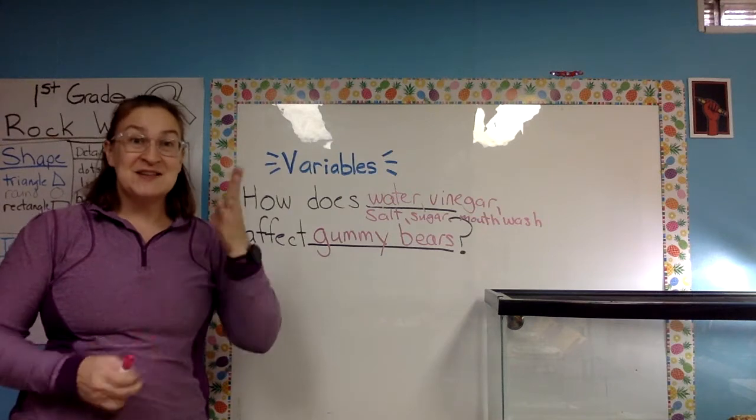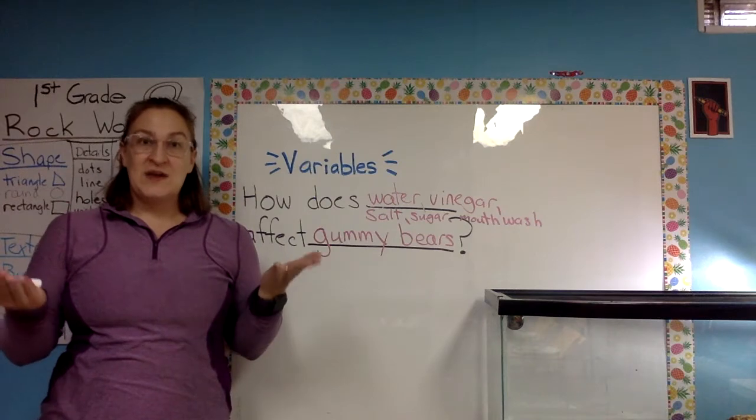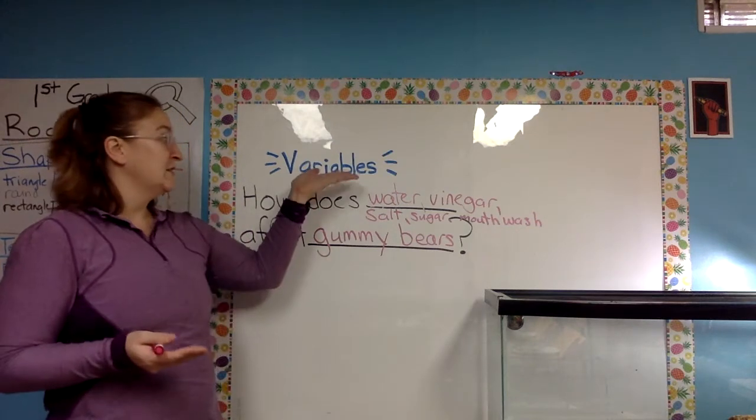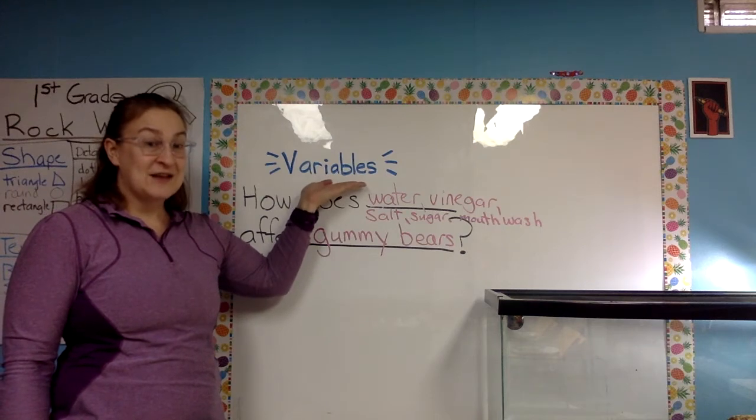Scientists do this. They test out lots of different ideas, and when they do that, they needed a word for all the ideas they're testing out. So scientists came up with this word, variables. They are the things a scientist tests out.